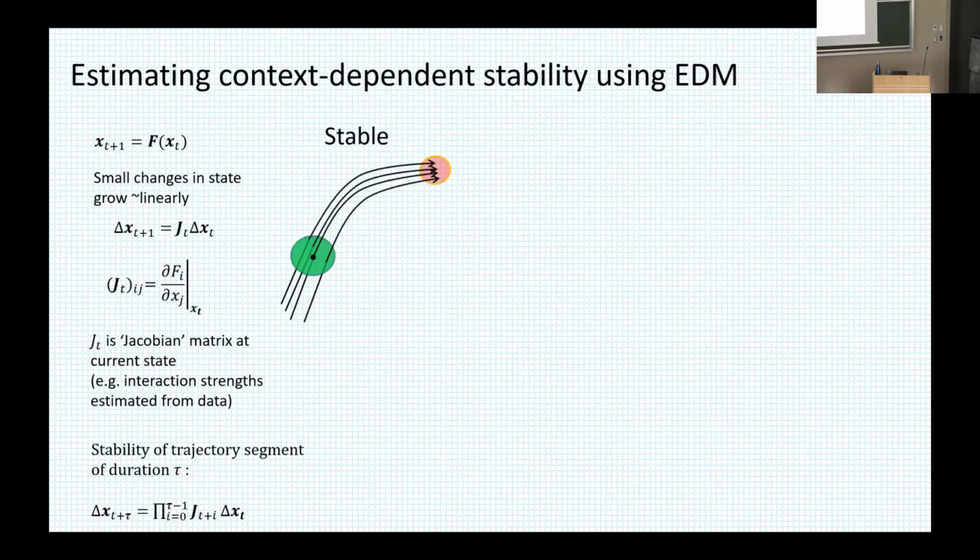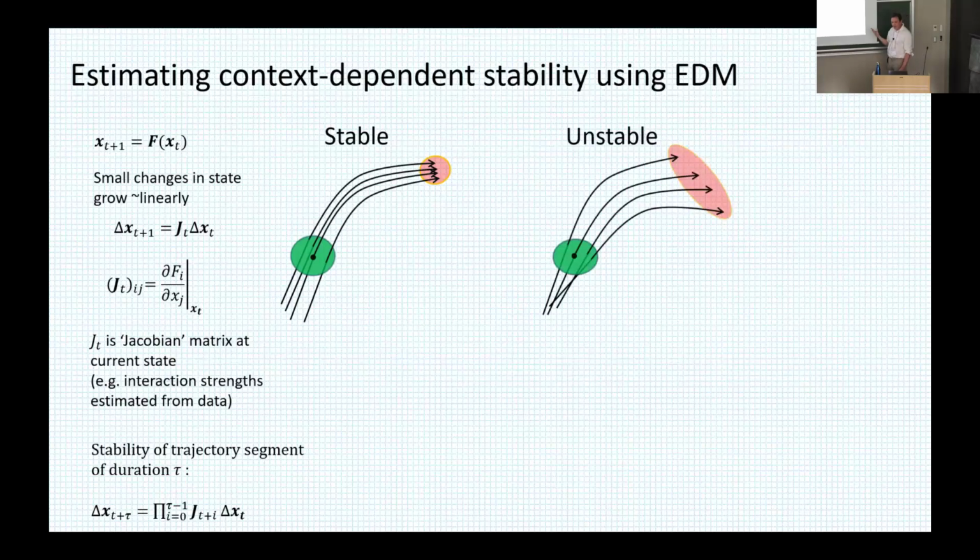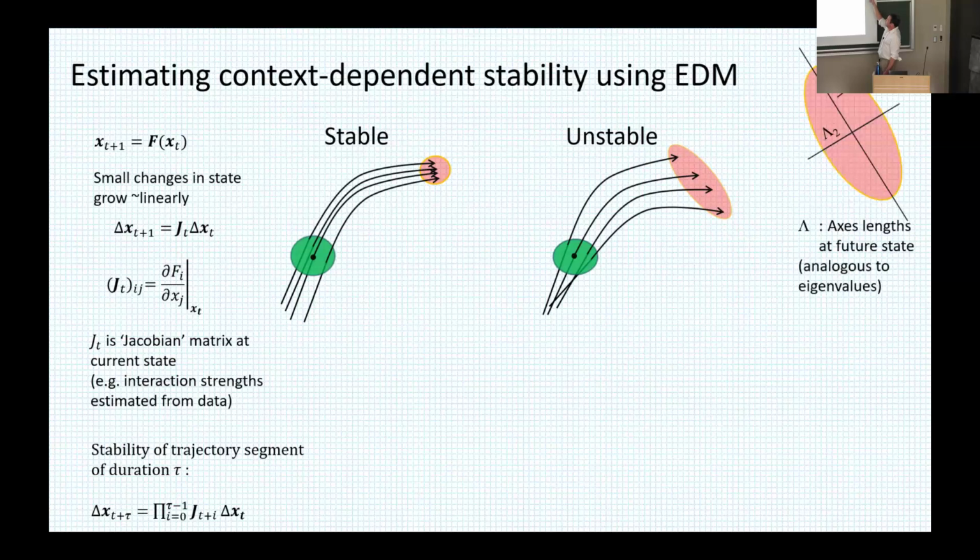So if we want the stability of this point, we want to characterize that. We can think about looking in a small neighborhood of that point and what happens to trajectories as they pass through that small neighborhood. If as they pass through that small neighborhood, they get closer together, then that neighborhood is stable. Okay. If instead they get farther apart, then it's unstable. We can measure how much that distribution of future points grows or shrinks by looking at the lengths of the axes of that ellipse. Right, so this is just like using eigenvalues.